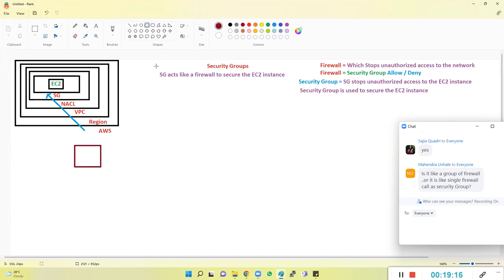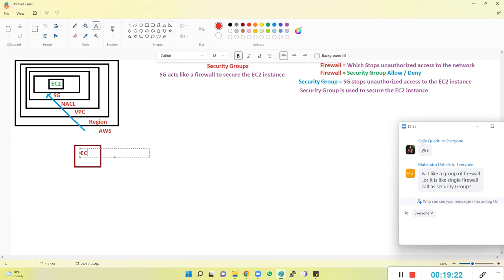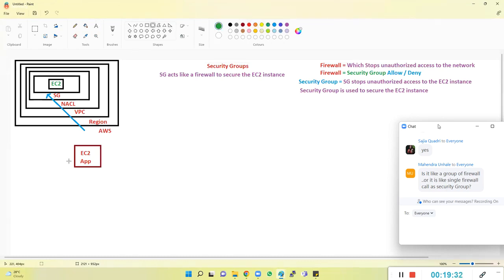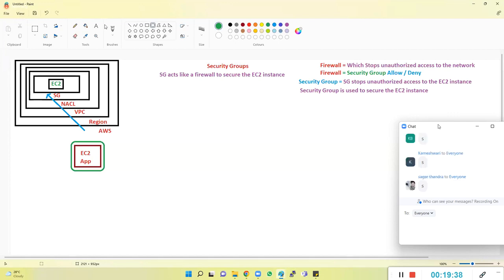Guys, this is the EC2 instance. Okay, see here. This is the EC2 instance, and I am having the application here. It's very important. Guys, I told you that every EC2 instance is secured with the security group. So this EC2 instance is secured with the security group on top. Yes or no? So every EC2 instance will have its own security group, SG.